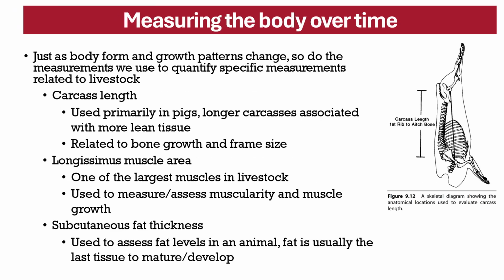We also have carcass measurements. We have carcass length. Longer carcasses are associated with more lean tissue. We have longissimus muscle area. Longissimus is Latin meaning longest. It's one of the largest muscles in livestock. It's used to measure excess muscularity and muscle growth. We also have subcutaneous fat thickness, used to assess fat levels in an animal.